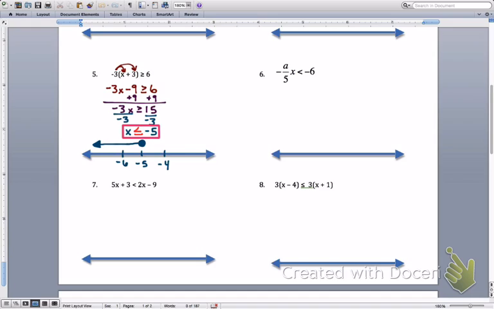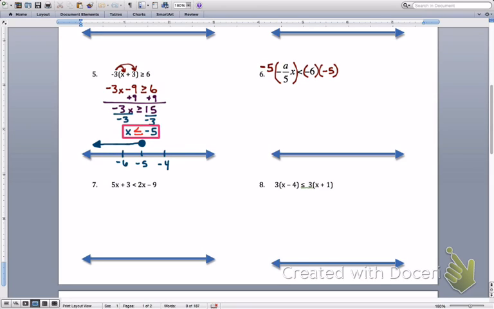Number 6, we have a fraction, and in order to get rid of a fraction, we can multiply by what's in the denominator. So we'll start out by multiplying. Since we're dividing by 5, let's multiply by 5. But to do 2 steps in one, I still have that negative I'll end up needing to get rid of, so I'm going to multiply by -5, so I can do everything in one step.